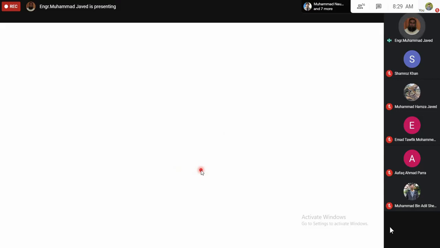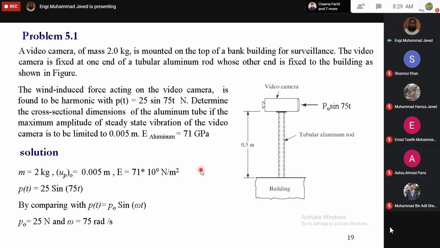Now, since we want to find the cross-sectional dimension, so we need to write the equation of stiffness for this aluminium tube. So tell me, the aluminium tube which is free at one end and fixed at the other end to the top of the building, its stiffness will be equal to what?